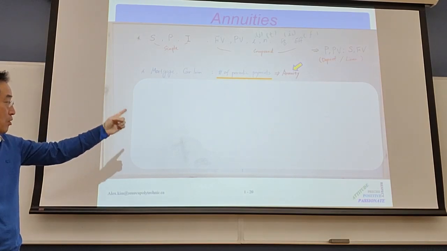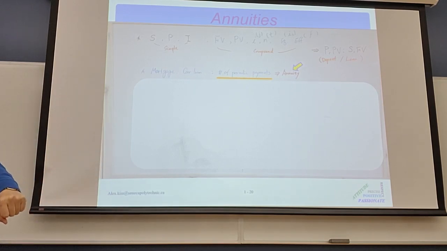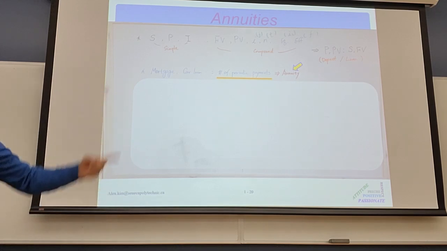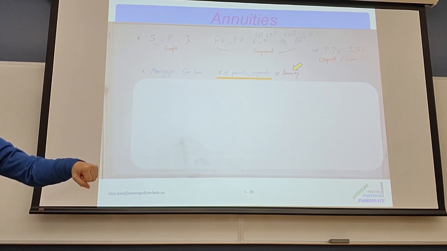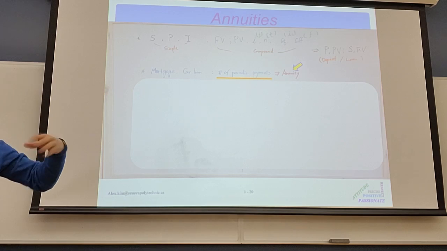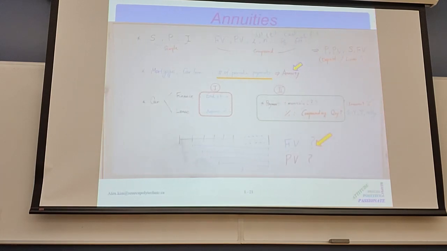Mortgage, car loan, car lease, number of periodic payment, pension, number of receiving. So we call annuity. The difference, right? Can you see the difference? Difference between one time and number of series of payment, series of installment receiving. Start with this one.